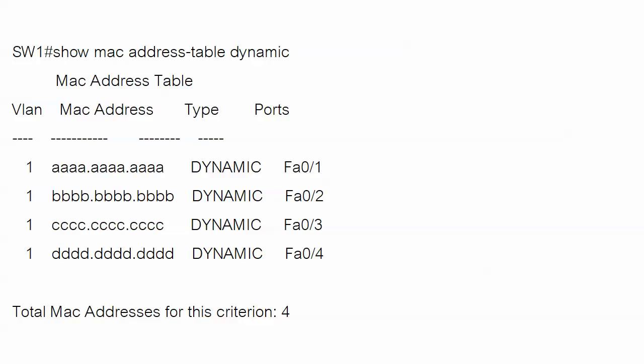So we've got our MAC address table here for that switch, and you can see the all A's MAC address is off port 1, all B's off port 2, all C's off port 3, all D's off port 4, and everything is beautiful.